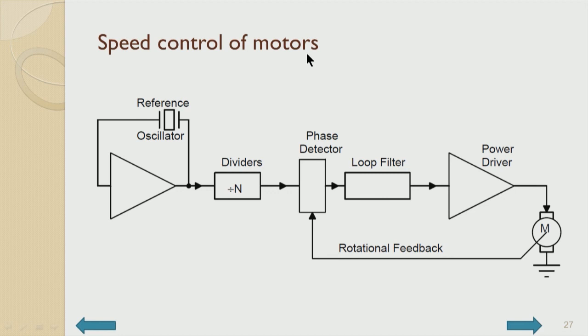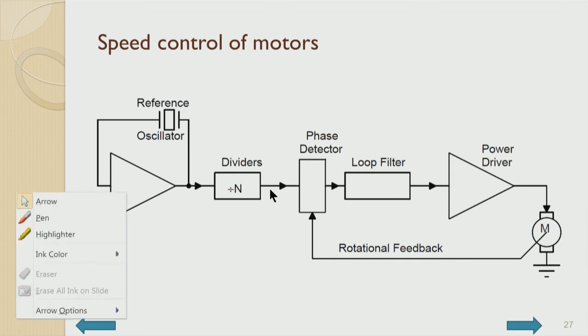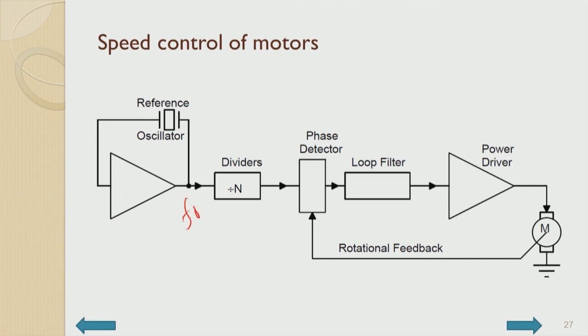Speed control motors. This is an important application in the present day speed controls. Here it is nothing but the PLL. This is the reference oscillator, divide by n counter just as before. So, you can get any frequency as, let us say, f reference by n. Then we have a phase detector here as before, then the loop filter and the power driver, the motor field winding, so that the speed can be controlled.